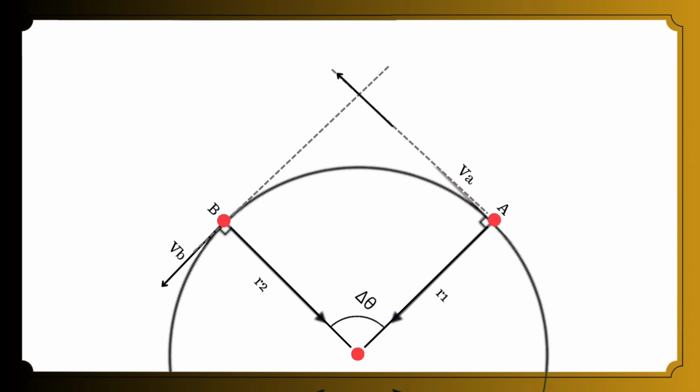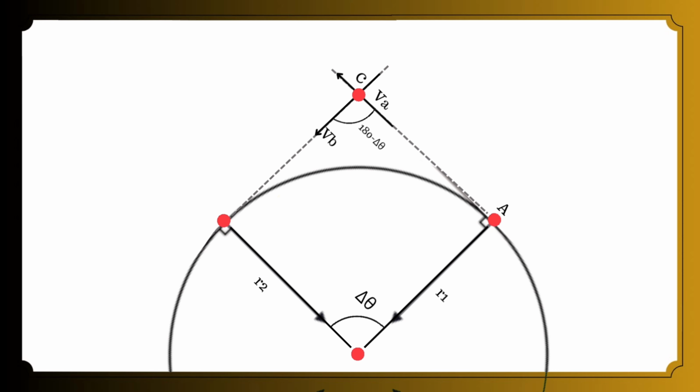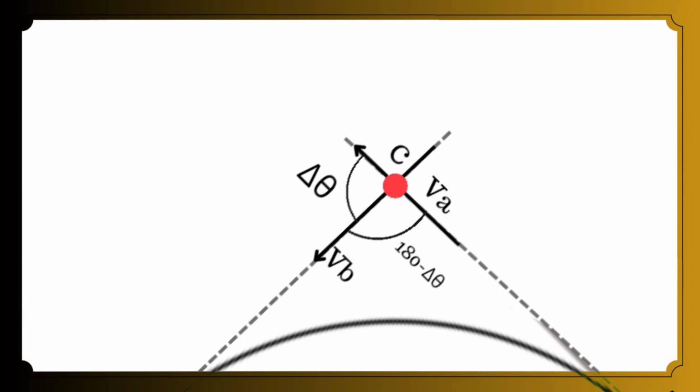Now move the vector A forwards and vector B backwards so they intersect at the point C, such that the angle ACB makes 180 minus delta theta. This is based on the laws of quadrilateral angles. We now get the exterior angle of C to be delta theta.